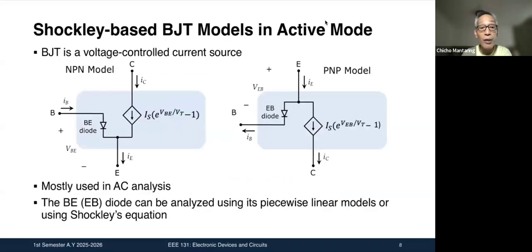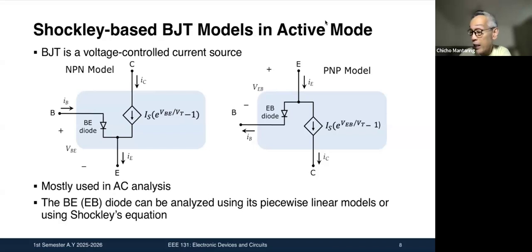Okay, so with that, we come up with a different model for your transistor. These are your Shockley-based BJT models. We also call this the exponential model of your transistor, just like the Shockley model for the diode, which we also call the exponential model of your diode. So these are now the exponential models of your transistor.